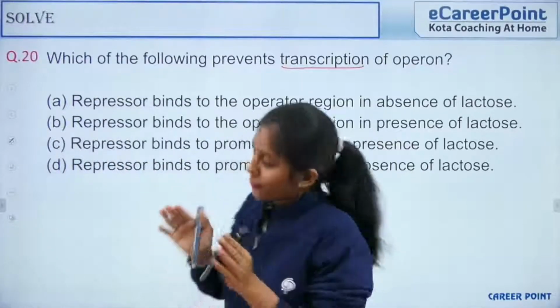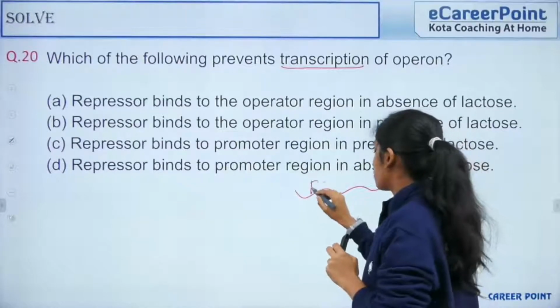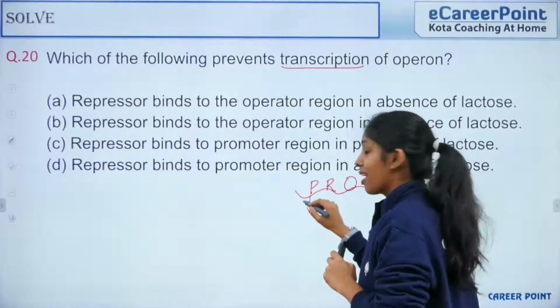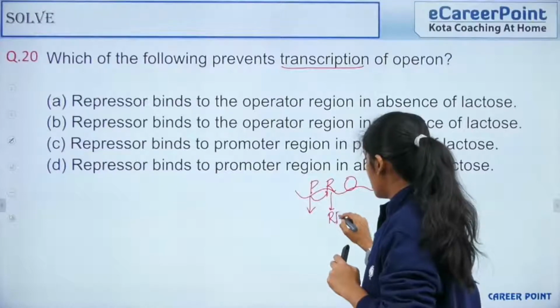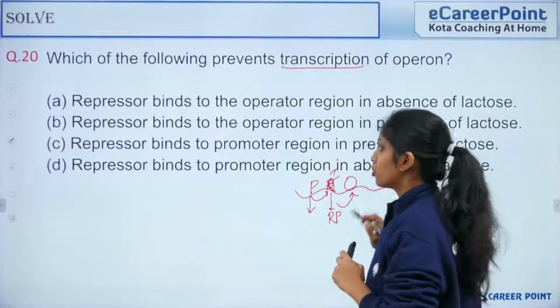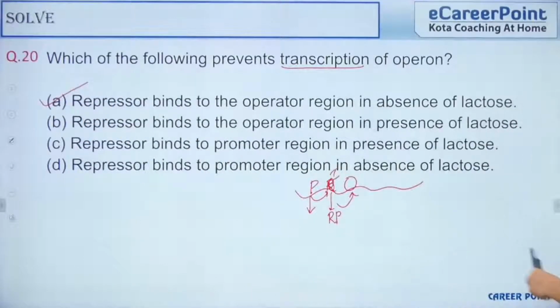So here what happens? The repressor binds to the operator. So you have a region. So you have promoter, repressor, then operator. So here the RNA polymerase binds and it produces a repressor protein. Sorry, this is an inducer which produces the repressor protein and it binds to the operator. So the repressor binds to the operator region in the absence of lactose, right?